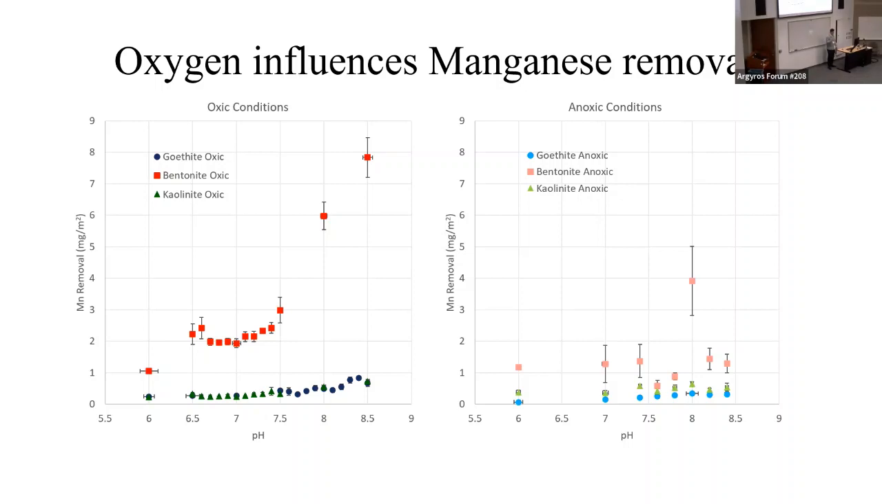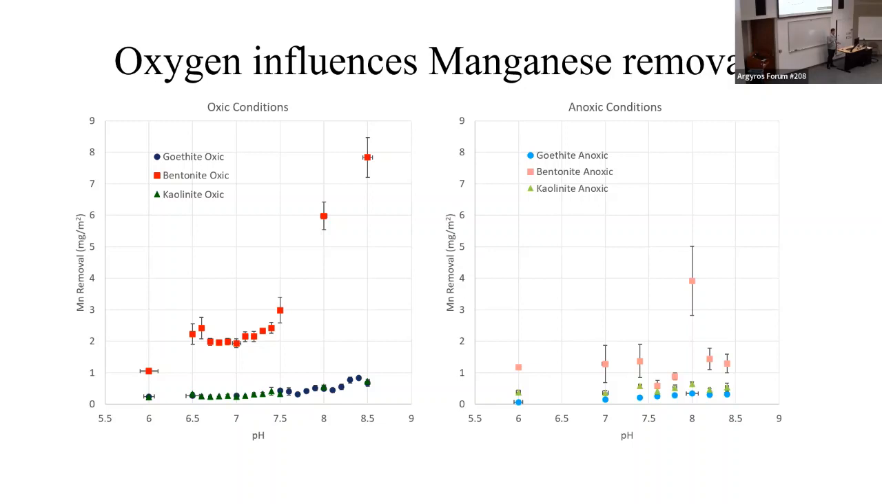It's also harder to see, but in the anoxic conditions, kaolinite removes more than goethite does. So this can show that in order of reactivity, the most reactive is bentonite, followed by kaolinite and then goethite. Also seen between these two graphs, when you're comparing them, in the oxic conditions, there's a lot more that is removed per surface area when compared to the anoxic conditions.